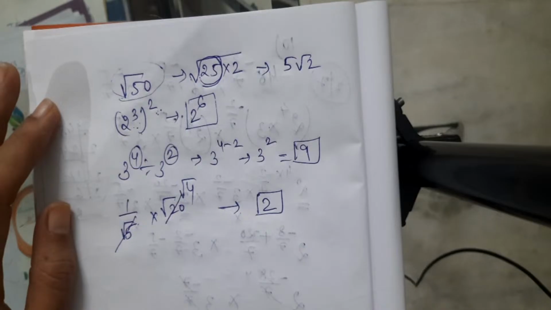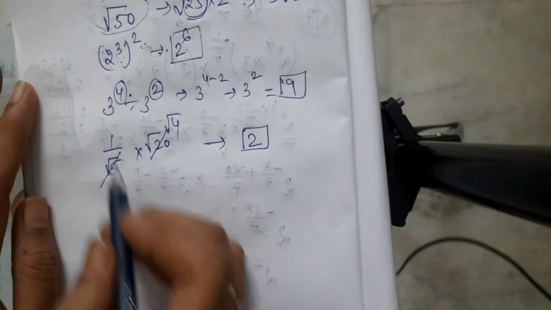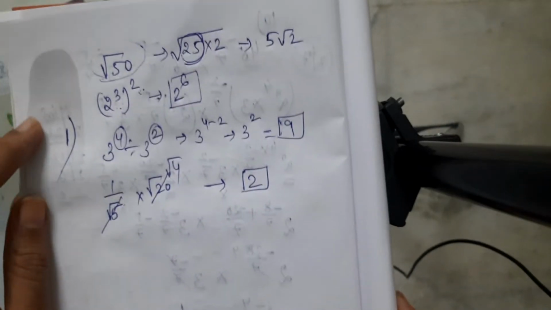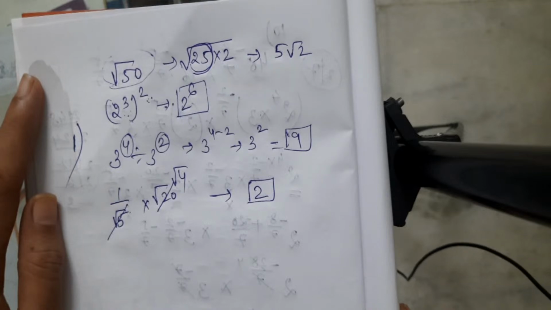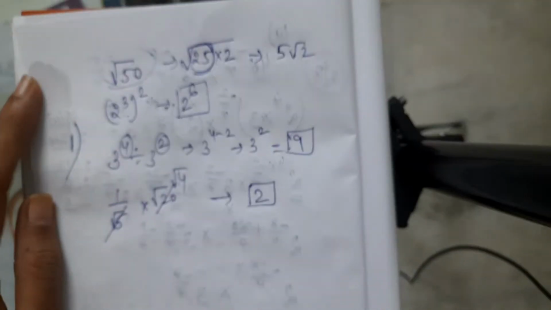So these are matrices type of question. Now this was the first question of the matrices. Who wrote 6? How did you get 6? Have you got 6 there? Here it is 2 raised to 6. It's not 6.